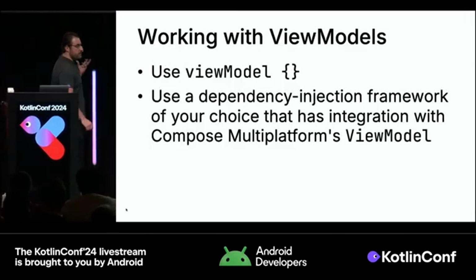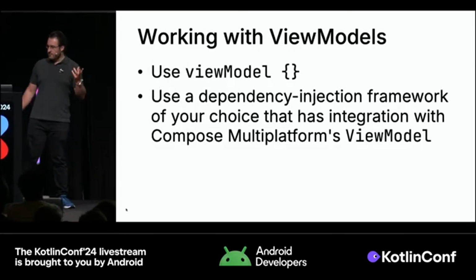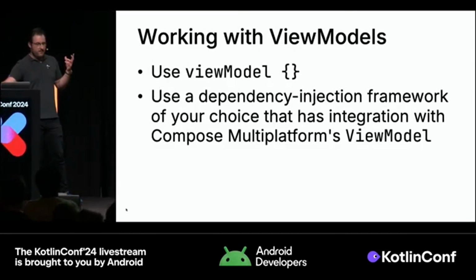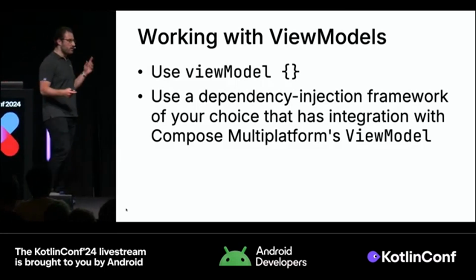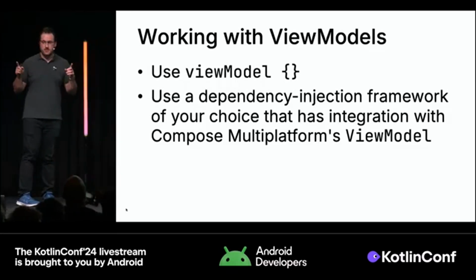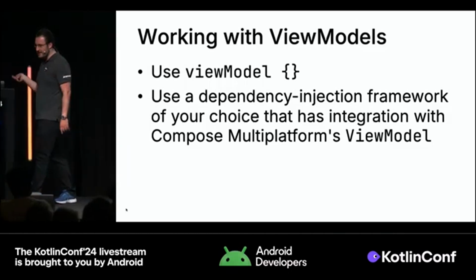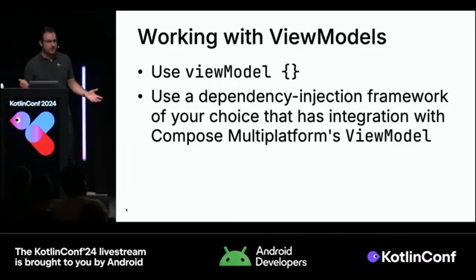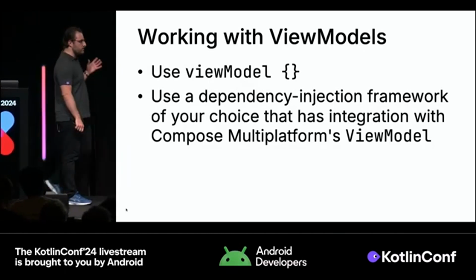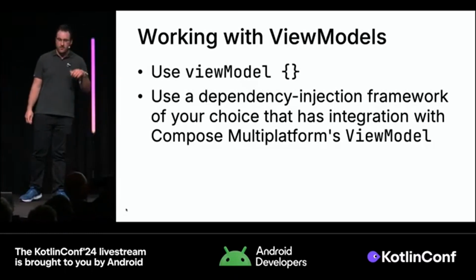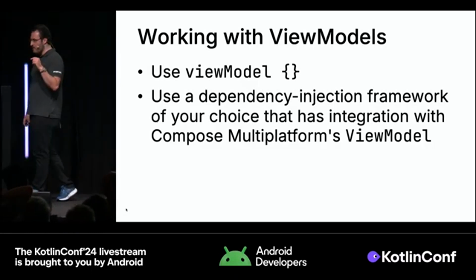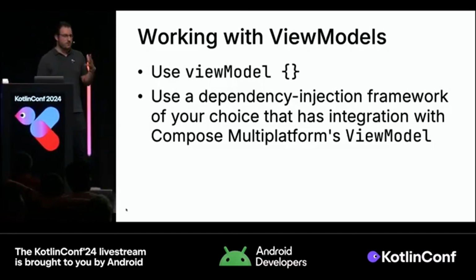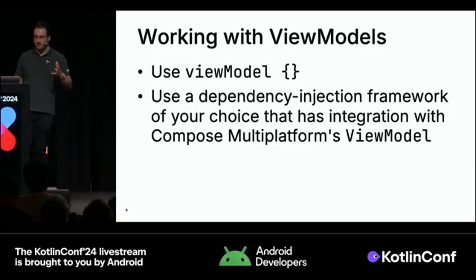So yeah. The way that you work with view models generally is you can just have the view model constructor function that uses the curly braces rather than the round braces and class. And of course, if you have a dependency injection framework that is actually aware of Compose Multiplatform's view models, then you can also just use that one, of course, to retrieve your view model.